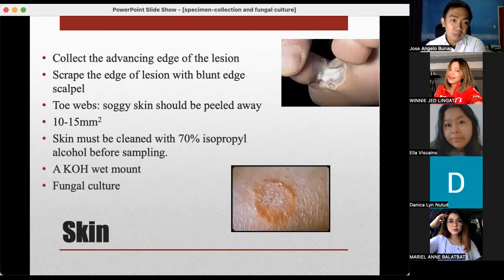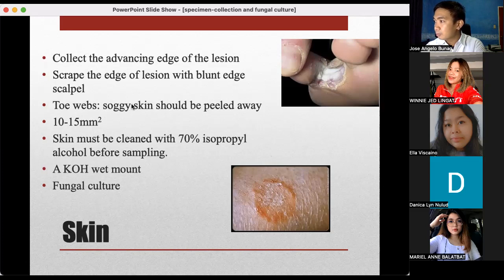So these are some guides with regards to skin sample collection. The sample must be scraped from the outer edge of the surface lesion, disinfected with 70% alcohol, and then subjected to a KOH mount to break the tissue debris, and this specimen is then placed in a dry or sterile paper. So these are some guides for your skin scrapings.